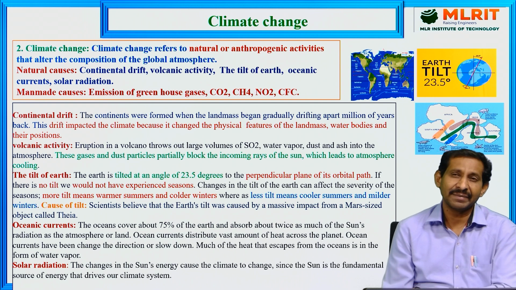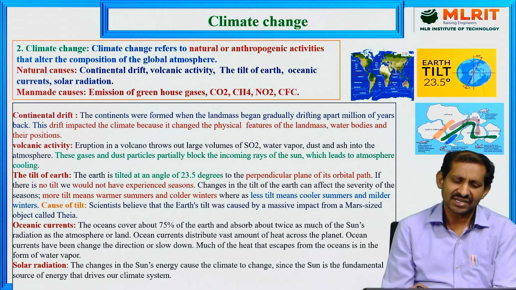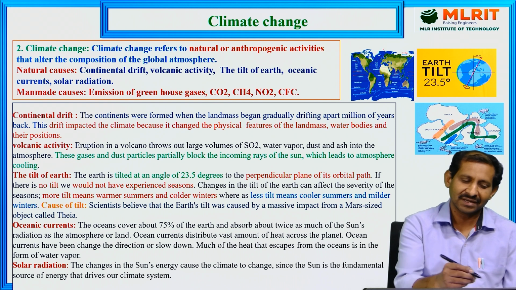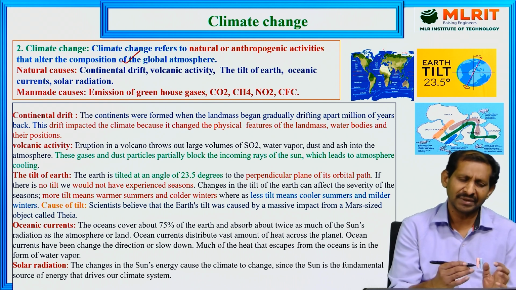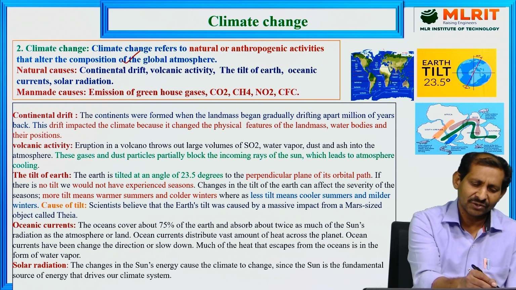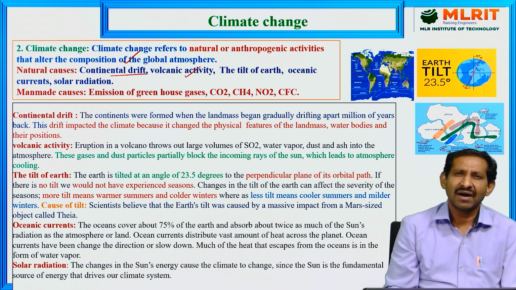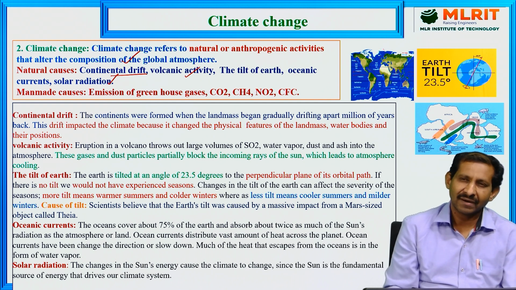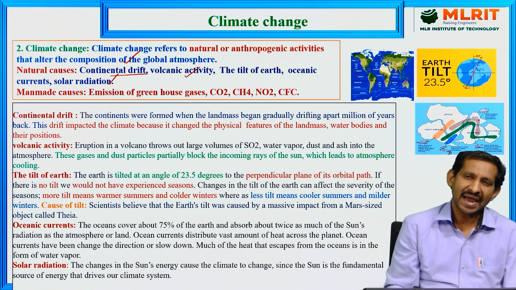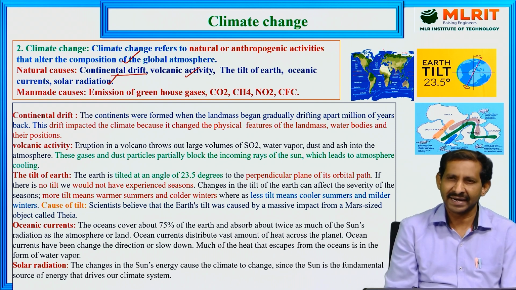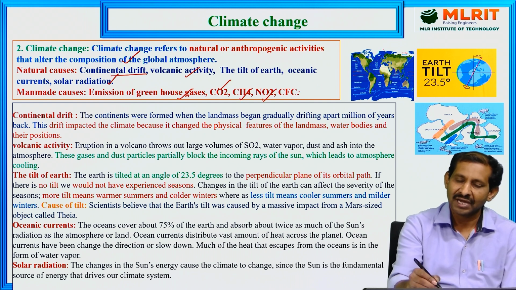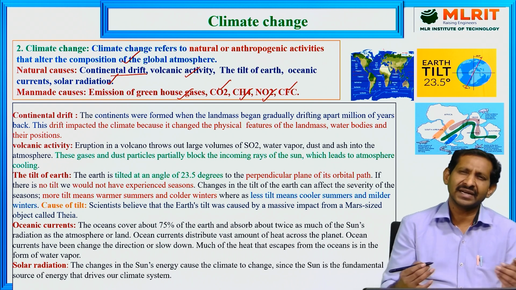Now go to the second one, climate change. This is a very important one. Generally, climate change refers to natural or anthropogenic activities that alter the composition of the global atmosphere, and then automatically the climate changes. There are natural causes: continental drift, volcanic activity, tilt of the earth, ocean currents and solar radiation. These are the naturally occurring causes of climate change. And whatever human activities cause climate change are called man-made or anthropogenic causes. These are the emission of greenhouse gases like carbon dioxide, methane, nitrogen dioxide (NO2) and chlorofluorocarbons.